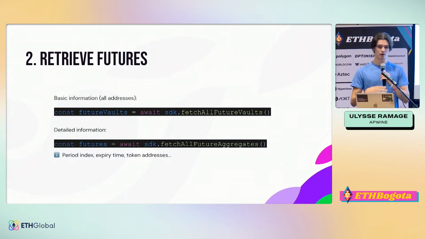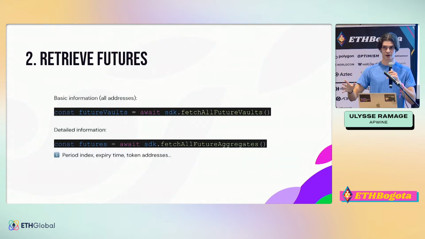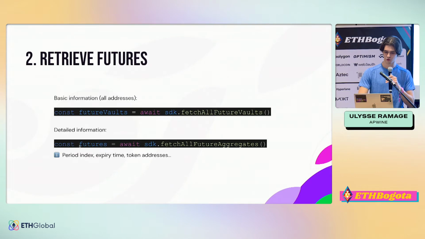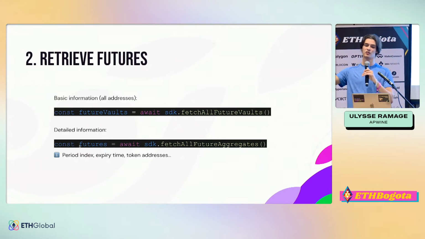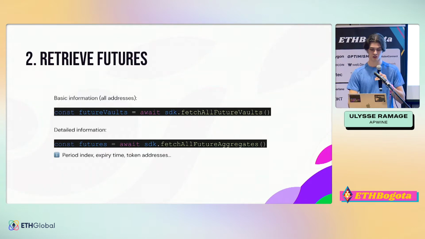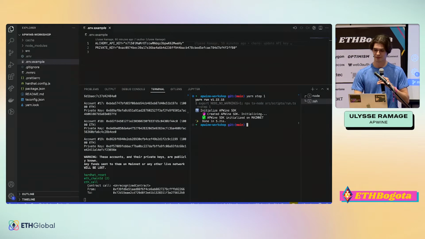This is the first step. How do we retrieve all the futures APWine supports, all the assets that we support, all the platforms and so on? What we can do is this: futures is equal to sdk.fetchAllFutureAggregates. Very simple, you get all the information that you need. Let's try it out.